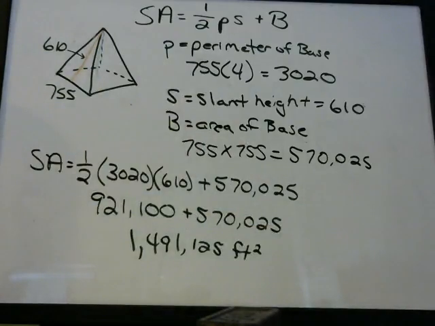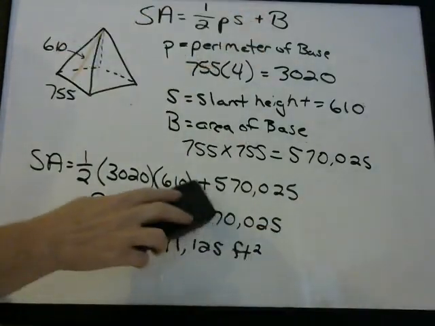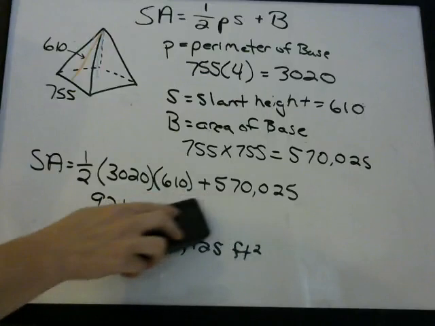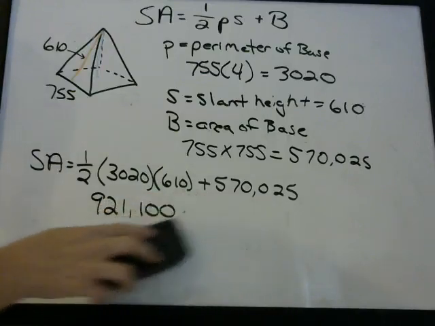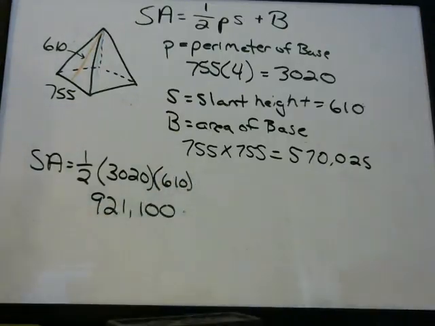If it said don't count the bottom, what's the surface area of this without the bottom? We're just concerned about the sides of the pyramid. Remember, we just take off this part of it, and our answer would then be 921,100. That's the surface area of the four triangular sides. It's the surface area of the pyramid without the bottom.